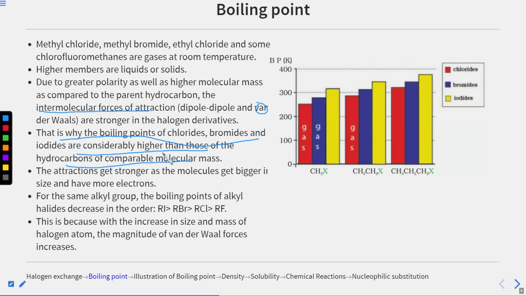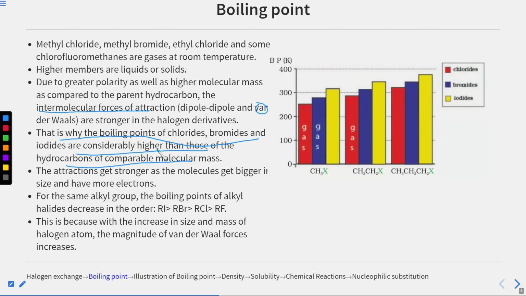If you have a hydrocarbon that has a very large molecular mass, then it will have a higher boiling point. Suppose it has 40 carbons and you are comparing it with methyl chloride or methyl fluoride, then that 40 carbon hydrocarbon will have a greater mass and hence a greater van der Waals force, due to which it will have a higher boiling point.